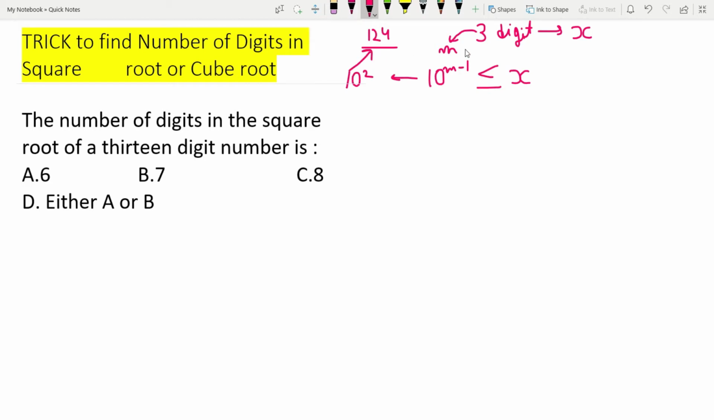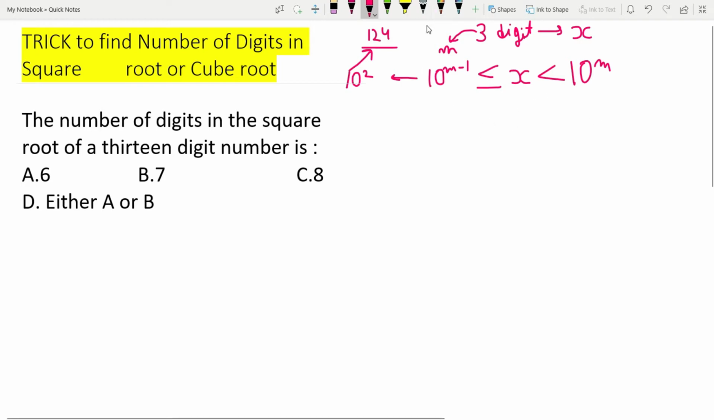Why? Because if x is 3 digit, it can be any number like 124. It is definitely greater than or equal to 10 squared, because m is 3, so it can be written as 10 squared, and 124 is greater than 100, right? So we can generalize this. If the number is x and the digits are m, then x is greater than or equal to 10 raised to the power m minus 1, and x has to be smaller than 10 raised to the power m. That is for sure.